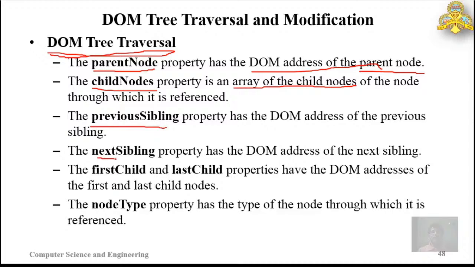Similarly for nextSibling, and if the element has many child nodes, then the first child's address can be obtained by the property firstChild, and similarly lastChild, and the type of the node can be extracted by using the property nodeType.